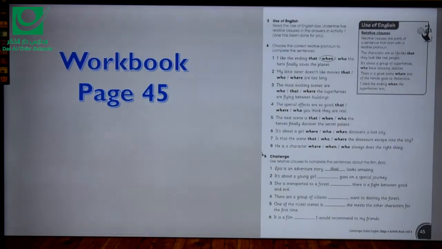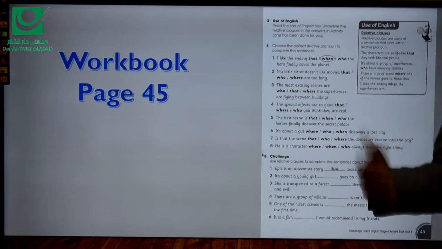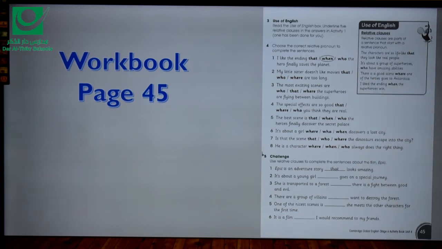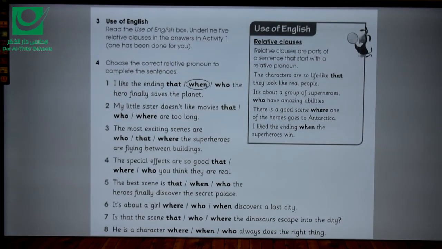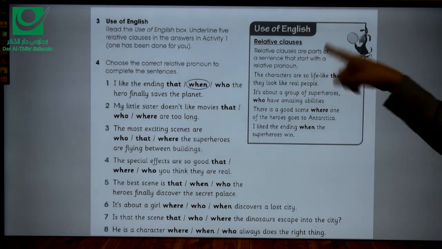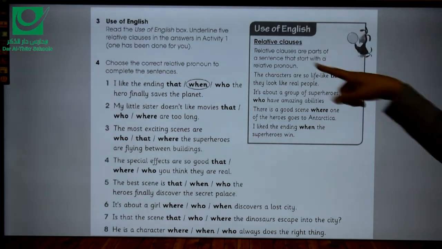Okay, let's move to the workbook, page number 45, to practice more about relative clauses. Use of English, read the use of English box. I'll make it bigger here. Underline 5 relative clauses in the answers in activity 1. One has been done for you. If you go back to the previous page, you will find 5 examples of relative clauses in the answers in activity 1. One of them is underlined, is done for you.